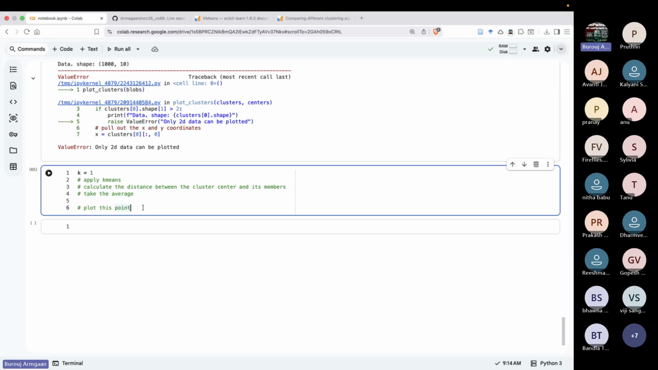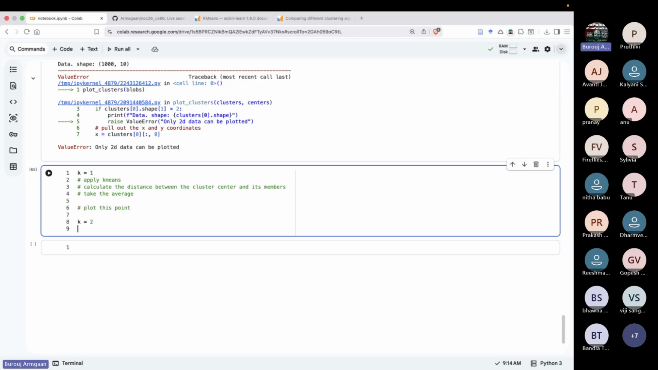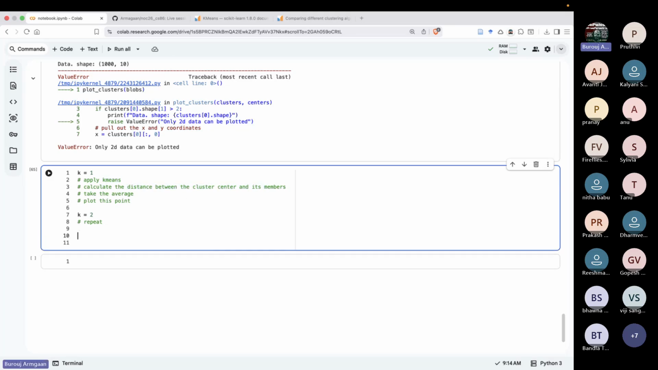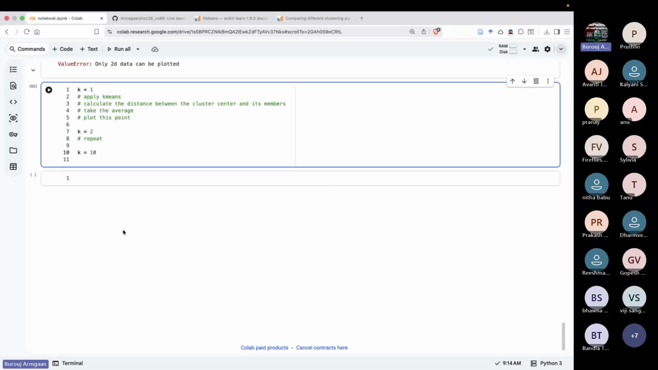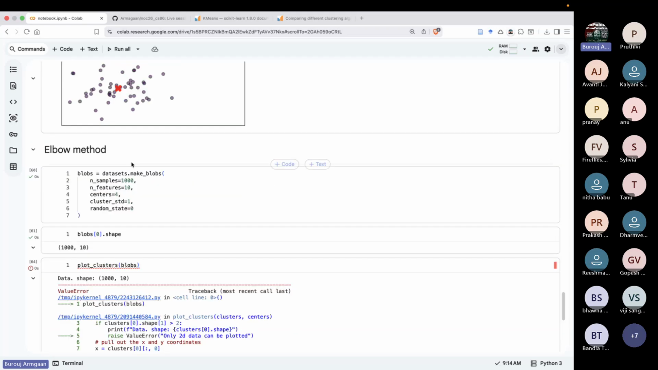Once you do that, you increment k. Now set k equal to 2, and you repeat. You apply k-means, calculate the distance, take the average, plot the point. Then you do k equal to 3, k equal to 4, and so on. Let's say you go up to k equal to 10. So you expect that your curve will essentially change as k increases, and let's see what it looks like. And then I'll tell you why it is called an elbow method.